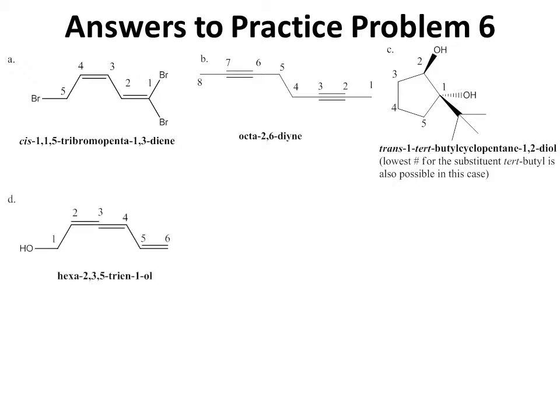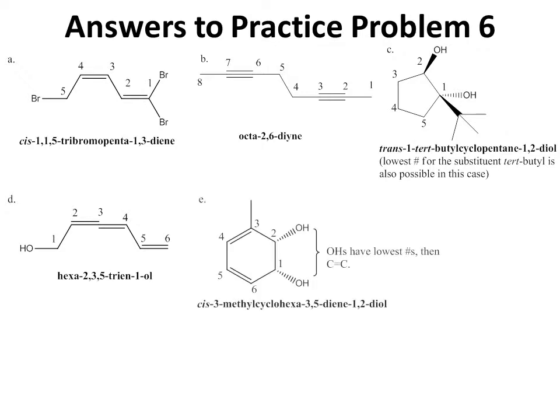In part D, we have a 6-carbon chain. The OH group is numbered with the lowest possible number compared to the carbon-carbon double bonds. So we will number from left to right. So we have 1 for the OH group. The double bonds are at positions 2 and 3 and 5. There are 3 double bonds. That's a trien. So the name for this compound would be hexa-2,3,5-trien-1-ol.